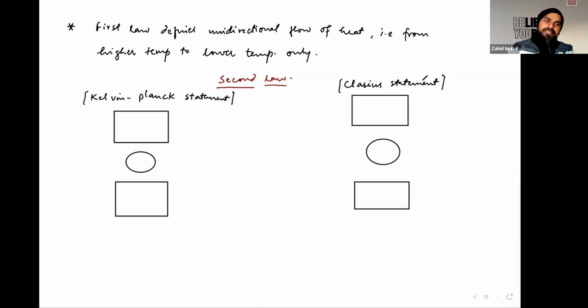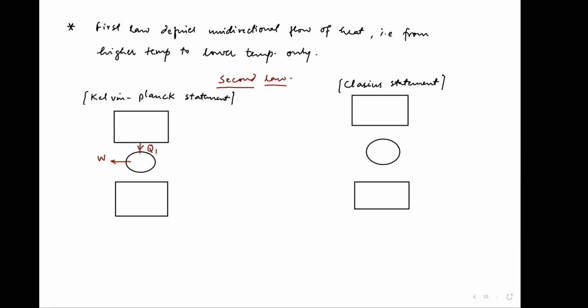The first states that no heat engine is possible whose sole result is absorption of heat from a source and complete conversion of this entire heat into work done without any loss of energy to the surroundings. It means the efficiency of a heat engine can never equal unity or 100%. Is it clear?